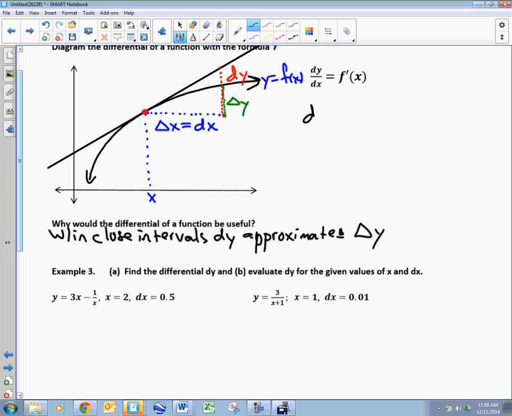So we come up with this formula, dy over dx. What that means is the derivative of y with respect to x is the same as f prime of x. Everybody agree? Well, we want to solve for dy, so what would you do? Yeah, so dy is f prime of x dx. That's a differential.